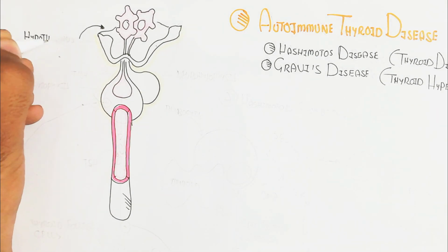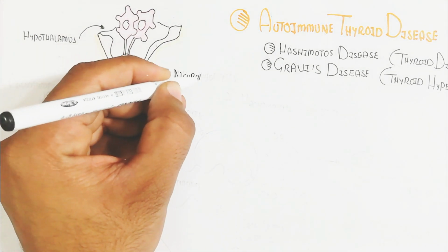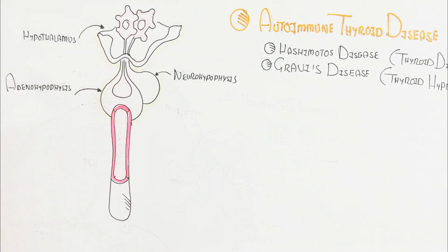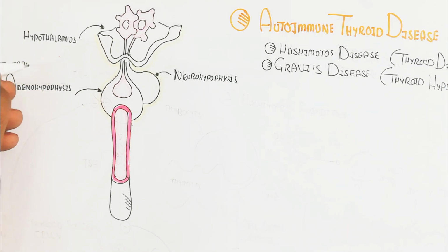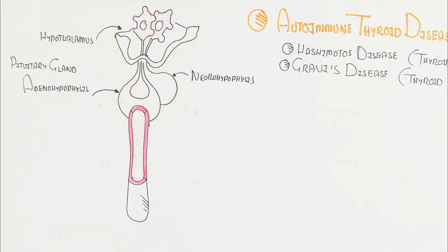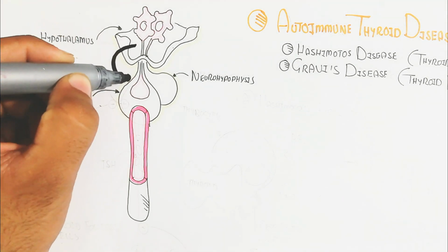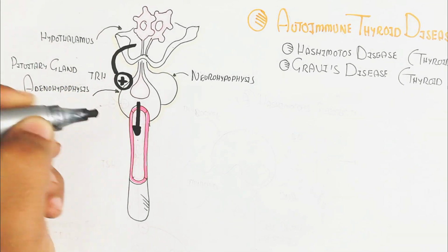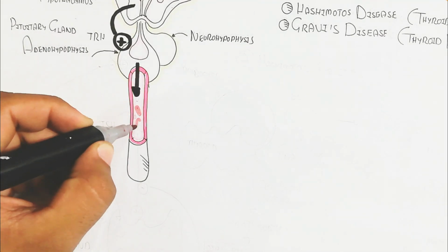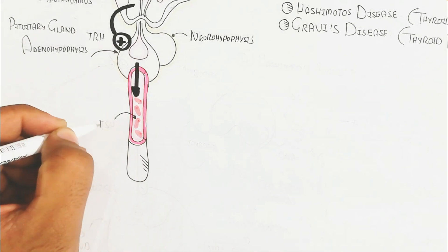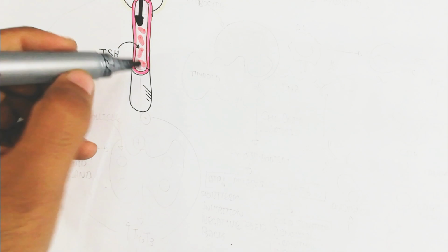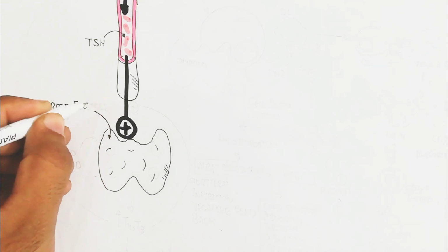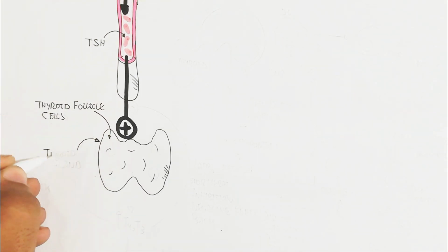Let's understand about the releasing mechanism of the thyroid gland. Here is the hypothalamus and the pituitary gland, so the neurohypophysis and adenohypophysis. The hypothalamus will trigger, through thyrotropin-releasing hormone, the adenohypophysis to release thyroid stimulating hormone from the anterior pituitary gland. It goes into the blood circulatory system, so it is an endocrine hormone. It targets the thyroid follicle cells to produce T4 and T3.